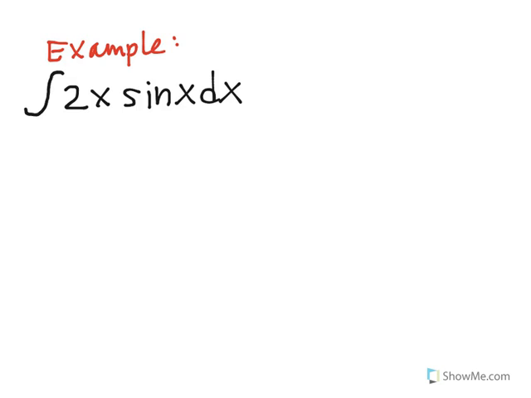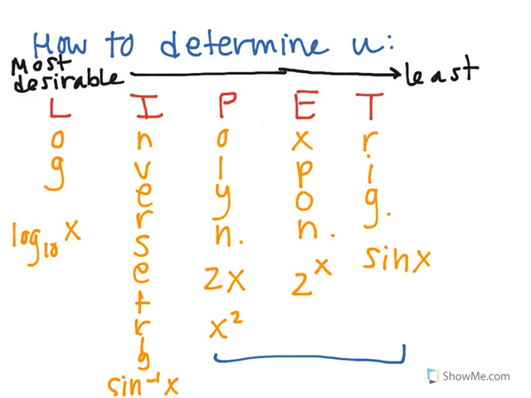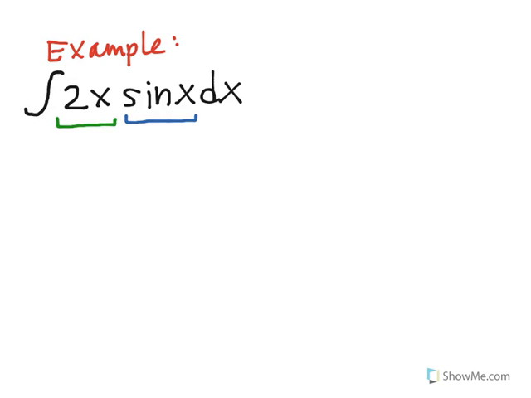So if we go back to this slide, here we have a polynomial, and we have trig. If it goes from left to right, from most desirable to least, then polynomial comes before the trig, so we are going to make the polynomial u, so 2x. And then the derivative of 2x is 2 dx.